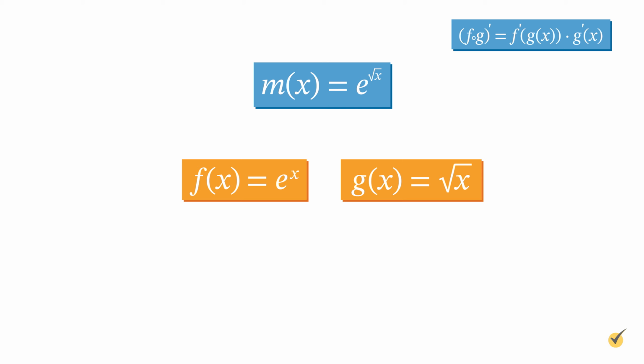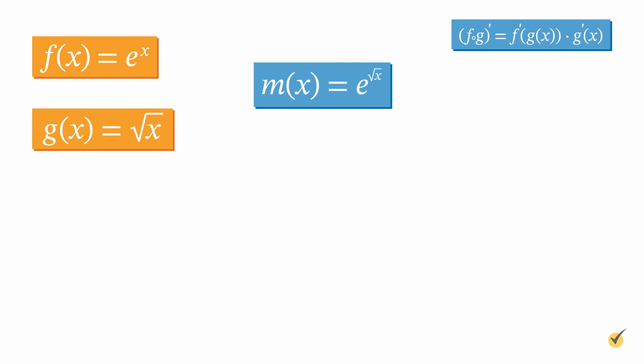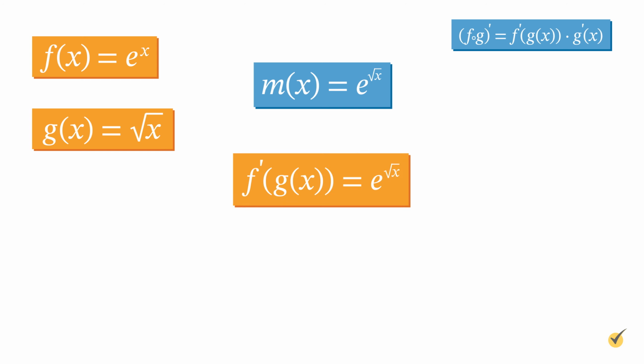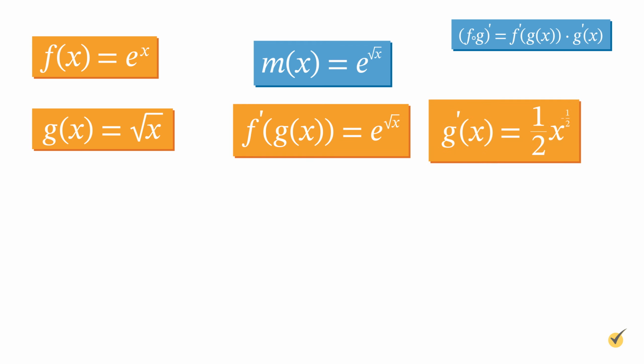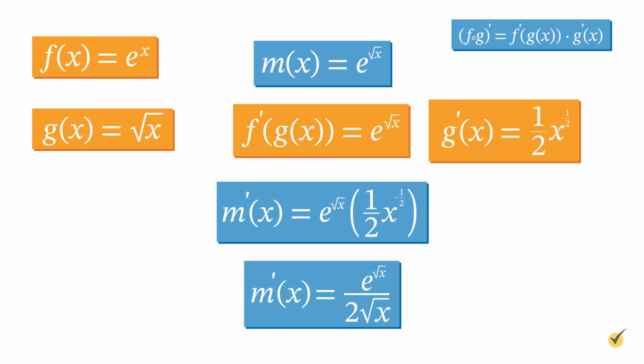To find m prime, we start by taking the derivative of the outer function while leaving the inner function as is. Once again, the derivative of e to the x is itself, so we will start by just writing e to the square root of x again. Next, we have to multiply this by the derivative of the inner function. Since the derivative of the square root of x is 1 over 2 times x to the negative 1/2 power, the growth rate function m prime is equal to e to the square root of x times the quantity 1 over 2 times x to the negative 1/2 power. Or equivalently, e to the square root of x over the quantity 2 times the square root of x.